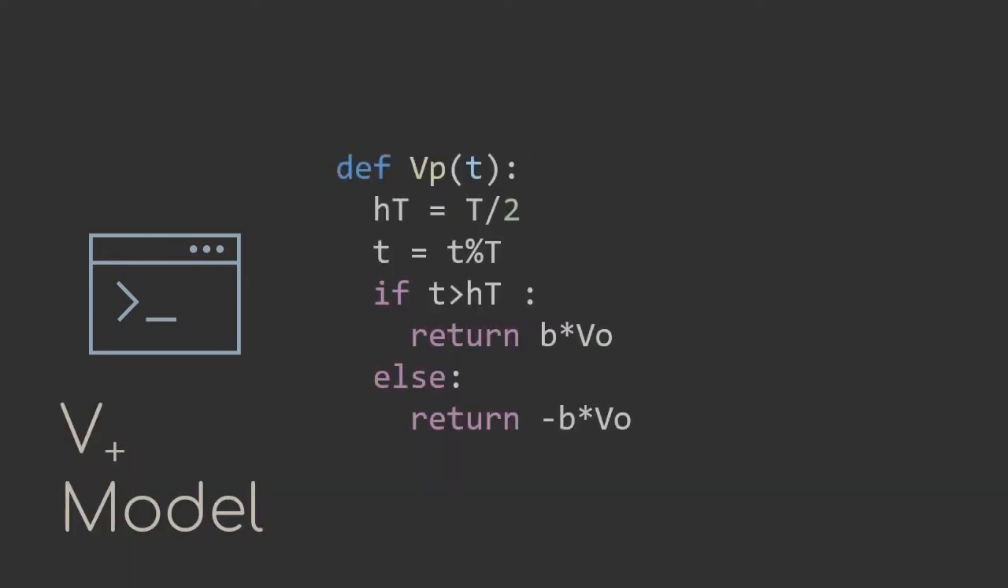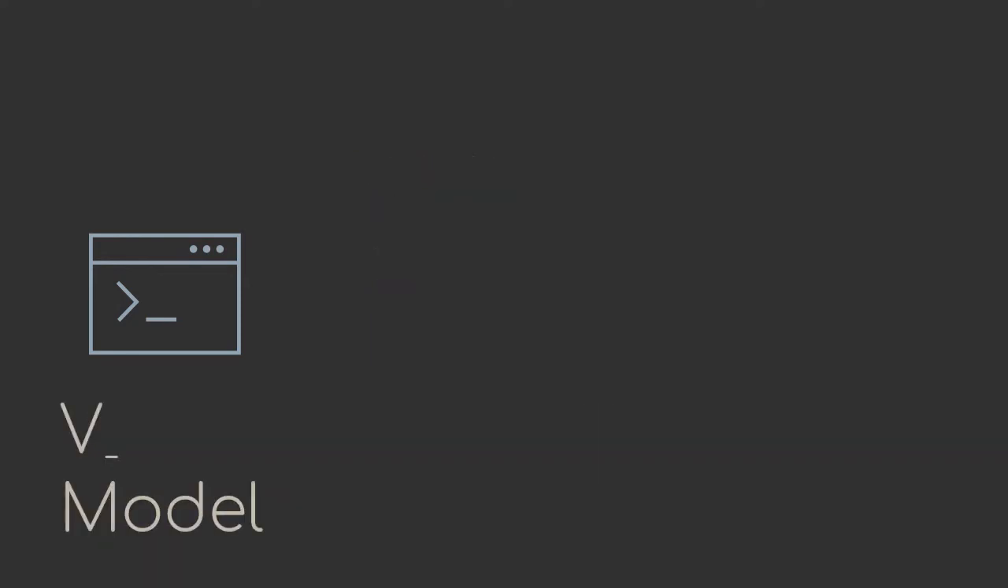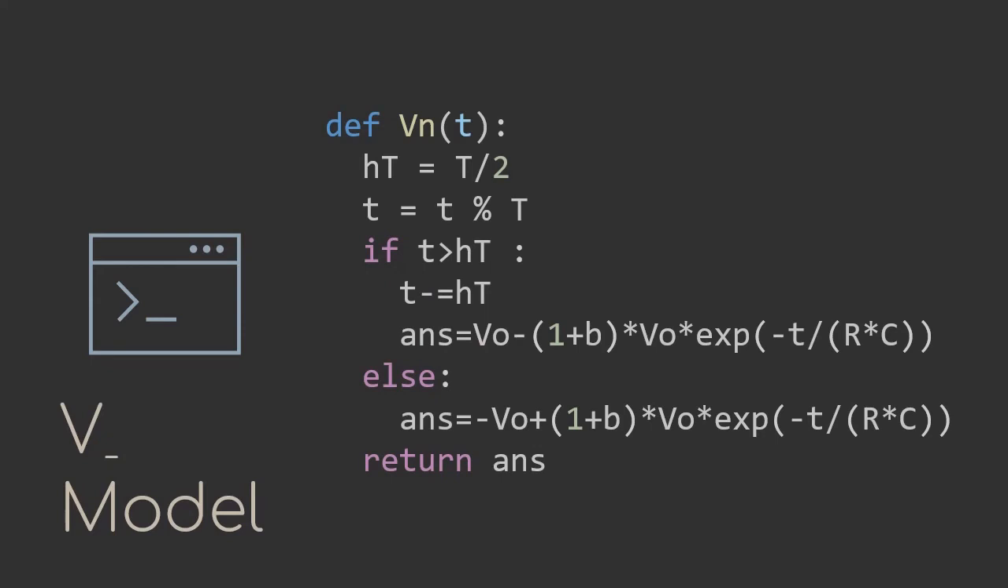The same goes for the non-inverting input, but it is multiplied by a chosen constant, beta. For the inverting input, it discharges from beta Vo in the first half cycle, and it charges from negative beta Vo in the second half cycle. The charging and discharging functions are based on the math model. Be aware of the second half cycle. The time origin for charging is half of the period, so we need to fix it in the function.